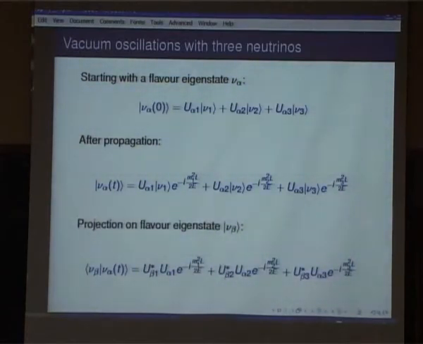So what do I get? I write this nu beta in terms of nu 1, nu 2, nu 3. So this nu beta will become U star beta 1 times nu 1, U star beta 2 times nu 2, and U star beta 3 times nu 3. So when I take the inner product, this is what I get: U beta 1 star U alpha 1 times the phase, U beta 2 star U alpha 2 times this phase, and U beta 3 star U alpha 3 times this phase.